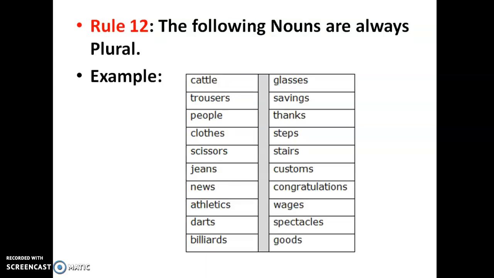Then the 12th rule, the following nouns are always plural. So you have to use the plural form only. Cattle, trousers, people, clothes, scissors, jeans, news, athletics, darts, billiards, glasses, savings, thanks, steps, stairs, customs, congratulations, wages, spectacles, goods. All these words are always plural. You should not remove the S.